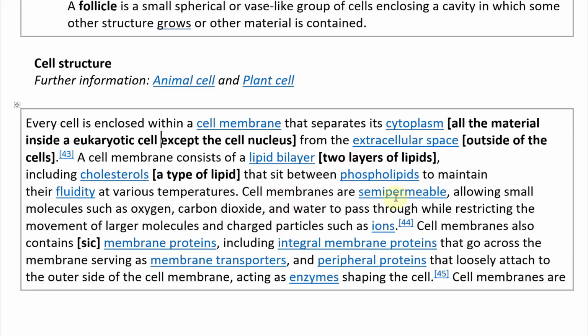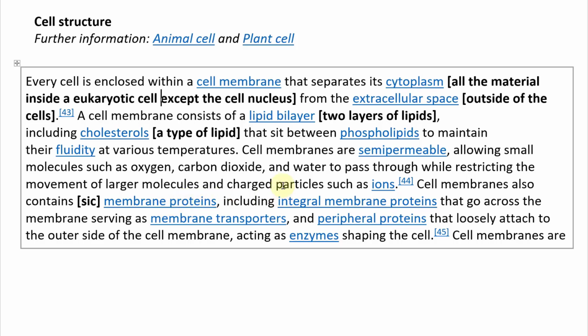So cell membranes are semi-permeable, so allows some stuff but not other stuff, allowing small molecules such as oxygen, carbon dioxide, and water to pass through while restricting the movement of larger molecules and charged particles such as ions.